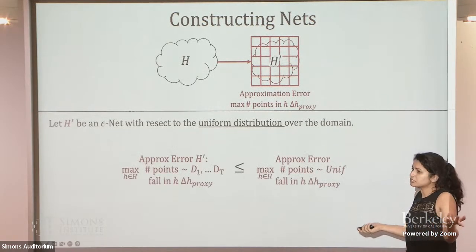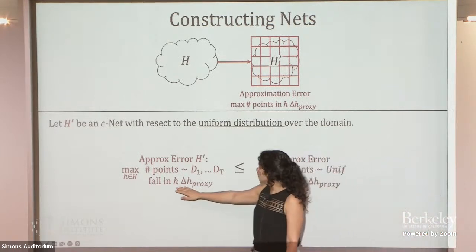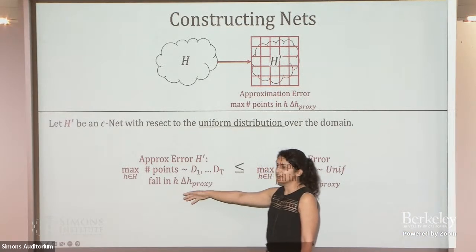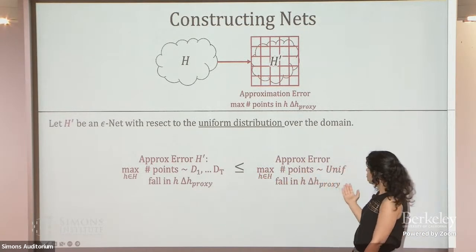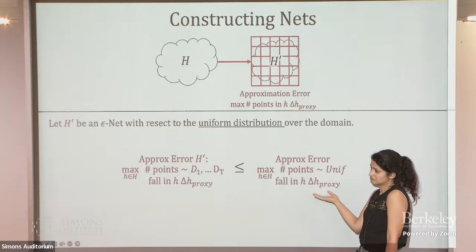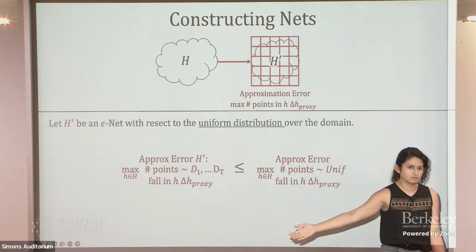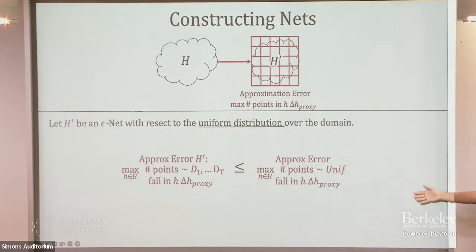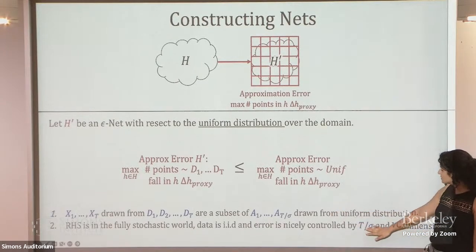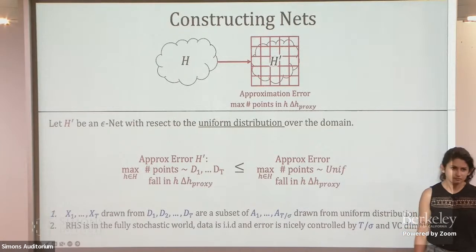And this is a reasonably good net because I don't want the adversary to be able to put too many points in here out of the T points. And guess what? I created a superset of those points. And if the superset of them cannot concentrate, then the subset of them was not going to concentrate. So this is very simple. This allows me to create nets that are actually really nice. And this is really the punchline of how you can get statistically optimal algorithms that only depend on the VC dimension and nicely depend on T and 1 over sigma. Very high level idea.